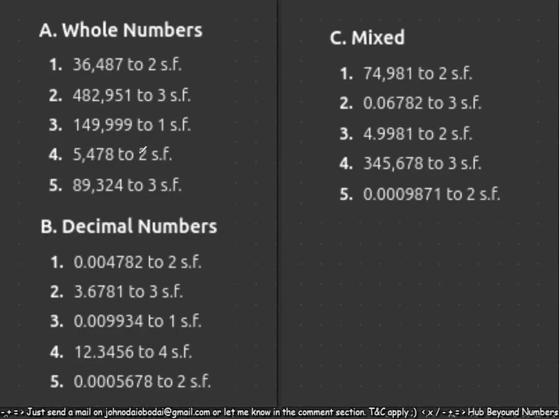These are for whole numbers, and we have specified significant figures here. You have to change them into those. Then these are for decimals, you see, and we have a mix of decimals and whole numbers.